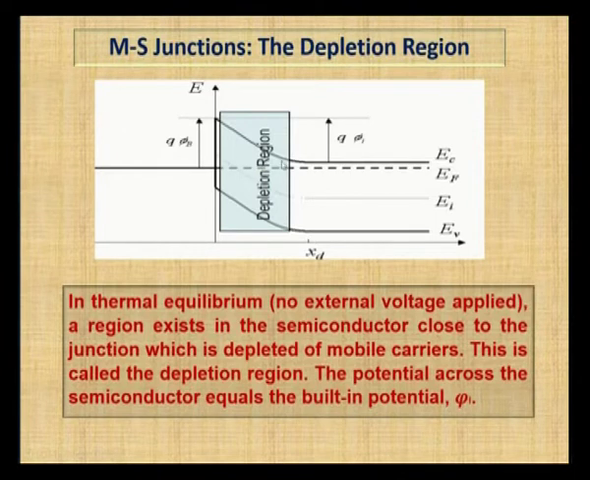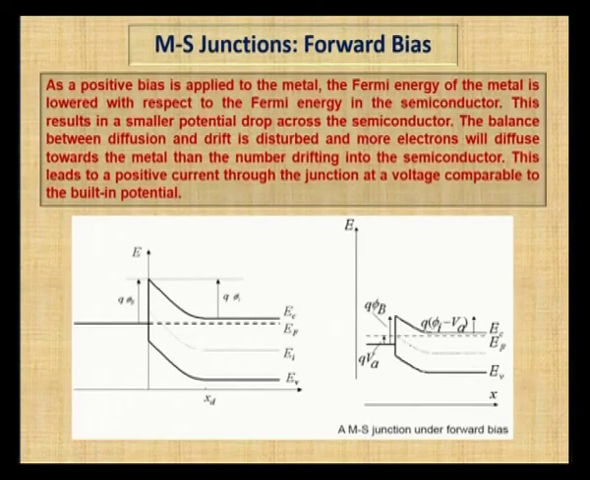When the depletion region is created, the remaining electrons will not be able to cross this depletion region. This is how, in the thermal equilibrium condition, the depletion region is formed, and the potential across the semiconductor equals the built-in potential. Due to this depletion region, the potential in the semiconductor will be lowered. So, this is the built-in potential of a semiconductor. Phi I indicates the built-in potential of the semiconductor. So, to break the depletion region, we need to apply a potential equal to this phi I.